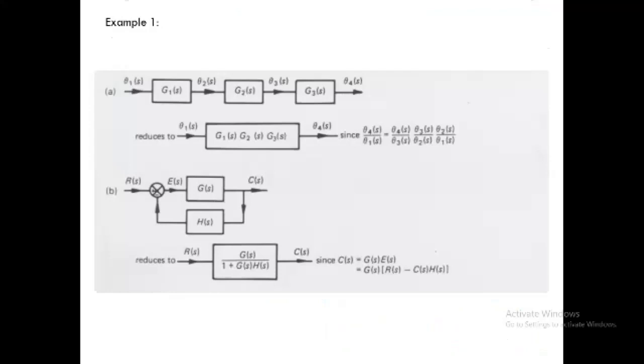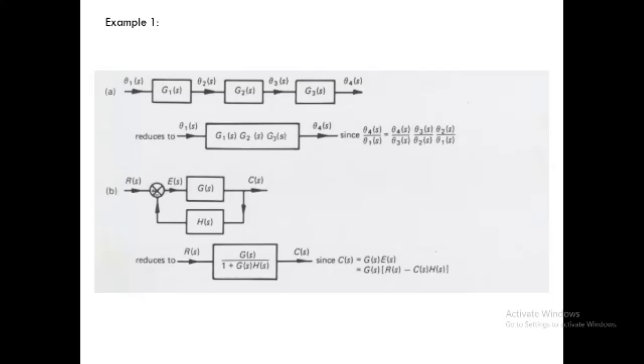Let us take one example. Here in example 1, consider A. G1, G2 and G3 are the three gains of the system, and theta 1 of S is the input and theta 4 of S is the output. So how do we reduce these three blocks into a single block? In between them G1 of S, G2 of S and G3 of S are provided, all in cascade form. Therefore, just multiply G1 of S into G2 of S into G3 of S.